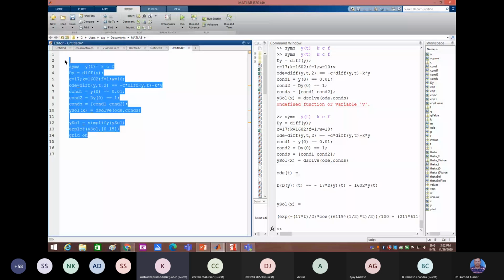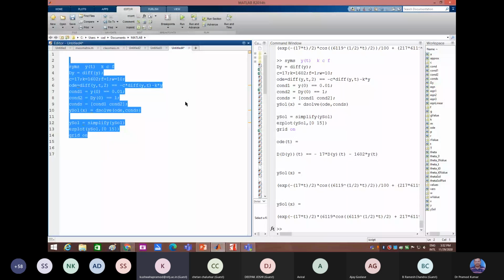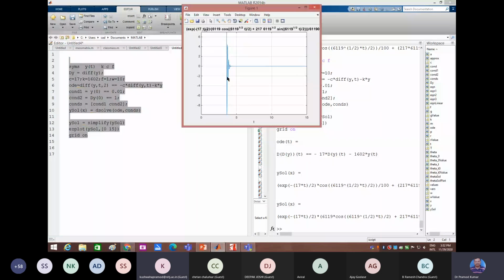Now you can see the graph out of this. This is the graph which is coming, the output: variation of y with respect to t. Y is the variable here. And here we can see the values, how it is varying. Like this is the fluctuation.